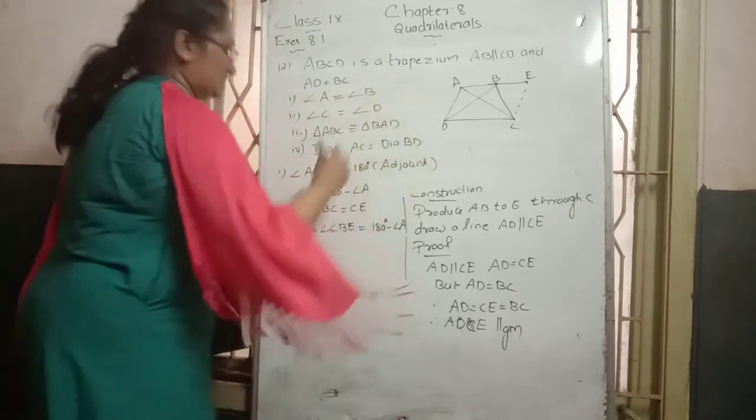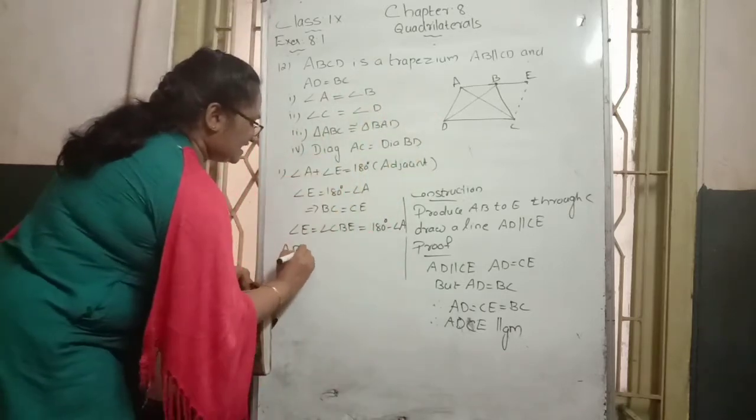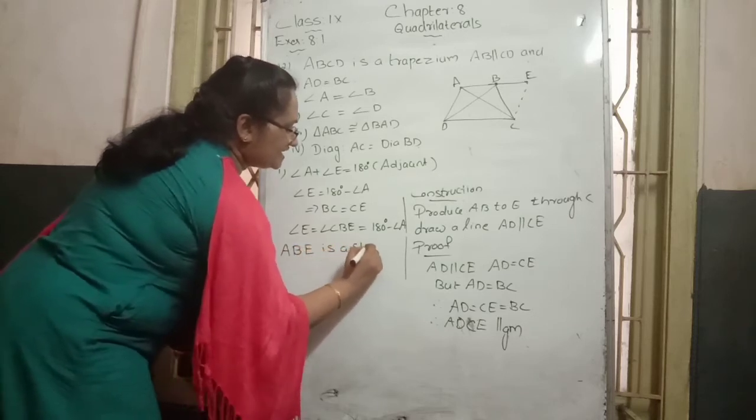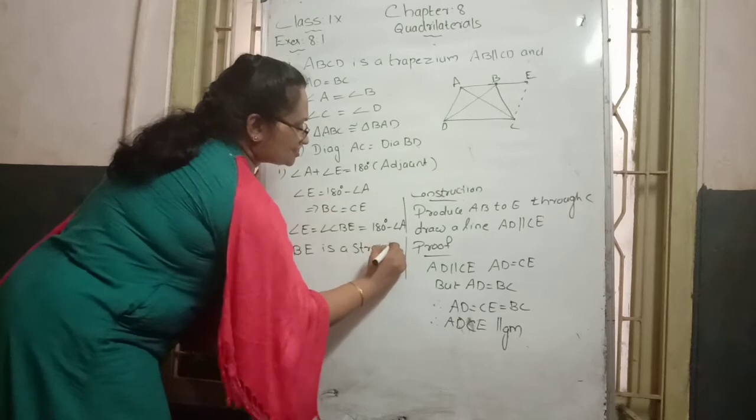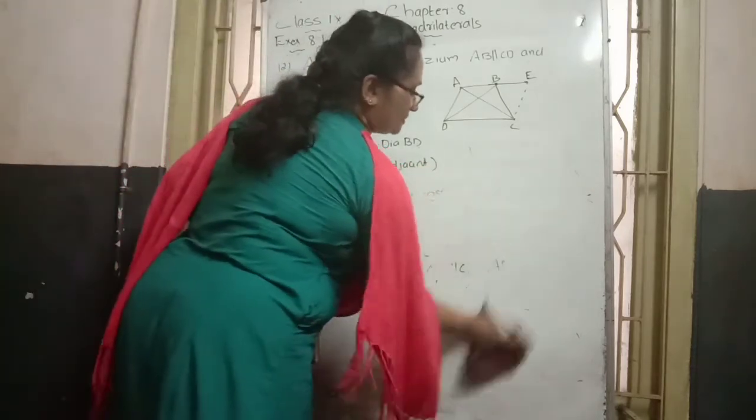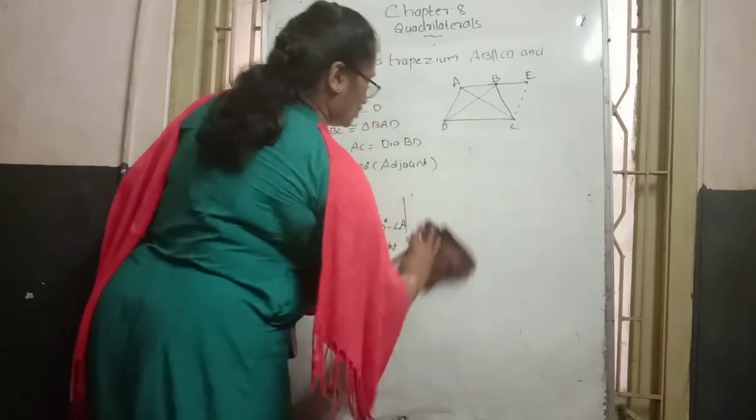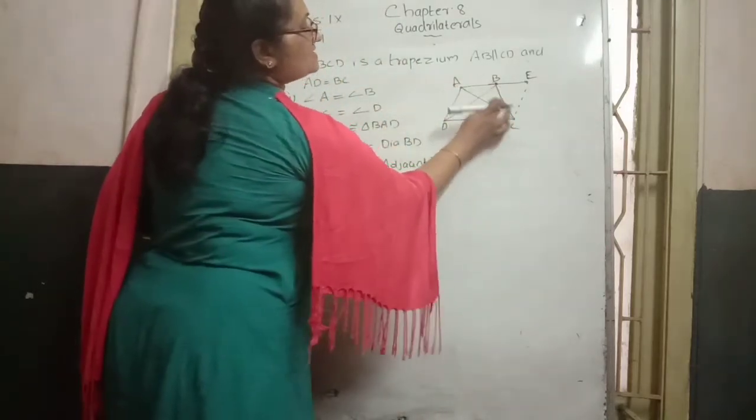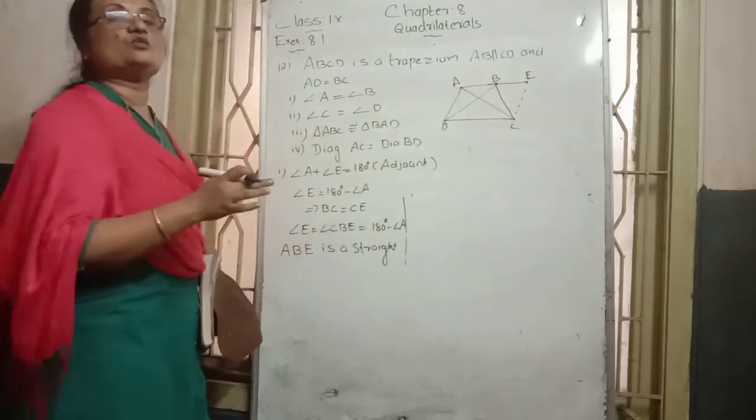Then, linear pair. We can consider ABE a straight line. Then in a straight line, the linear pair property applies. At the time of applying the linear pair property, what are the two angles there? Angle ABC plus angle CBE is equal to how many degrees?